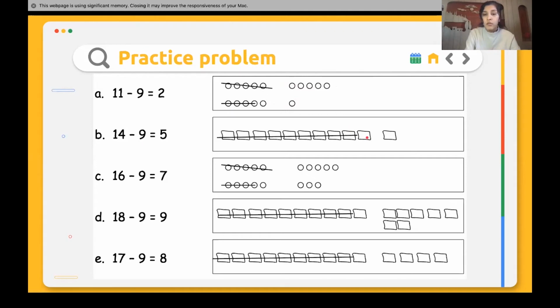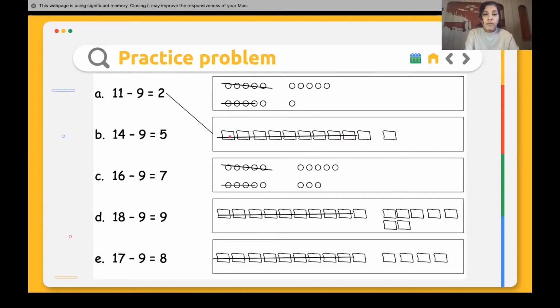Yeah, it has 2 that are not crossed out. But let's count them. 1, 2, 3, 4, 5, 6, 7, 8, 9, 10, 11. And then 1, 2, 3, 4, 5, 6, 7, 8, 9 are crossed out. So they subtracted 9 from 11.